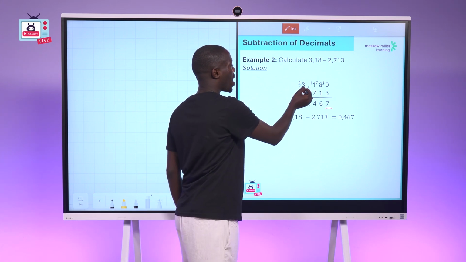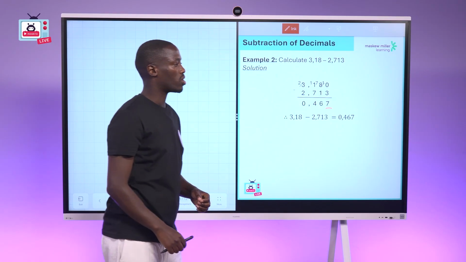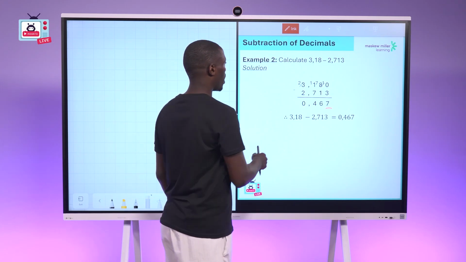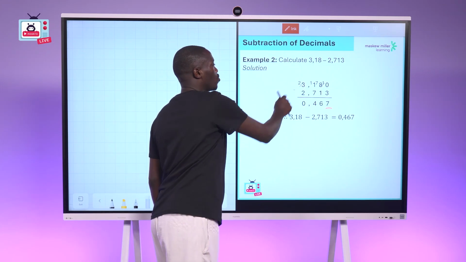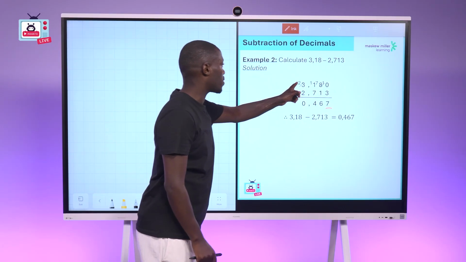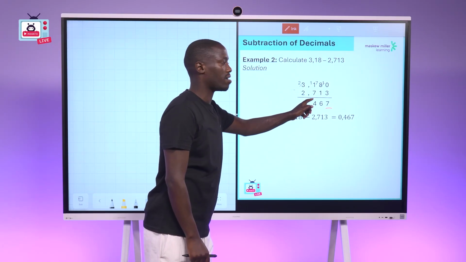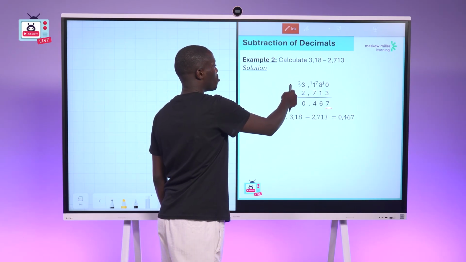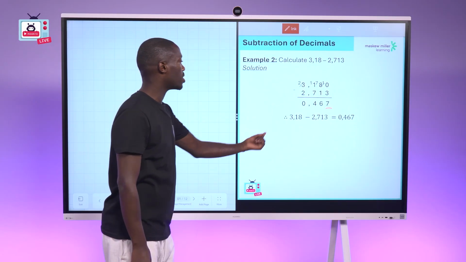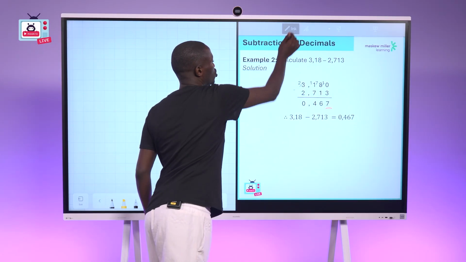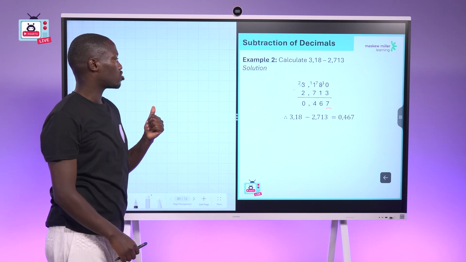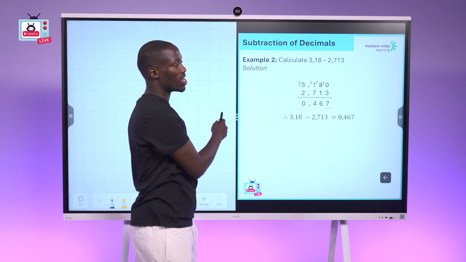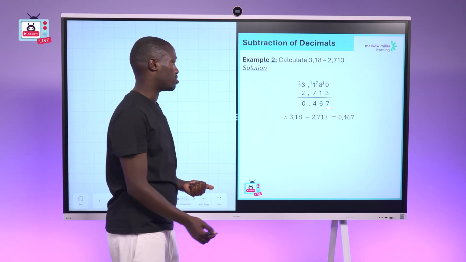And we also have a 1 minus 7 now. 1 minus 7, we cannot subtract 7 from 1. That means we need to go and borrow from the neighbor on the left, which is 3. From 3, we will be left with 2 if we borrow 1 from it. And then now we have 11 minus 7, which will give you a 4. From there we have 2 minus 2, which gives you a 0. That means 3,18 minus 2,713 will give you 0,467. That was subtraction. The first one was addition.